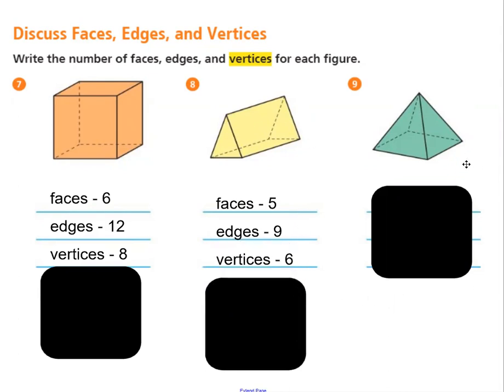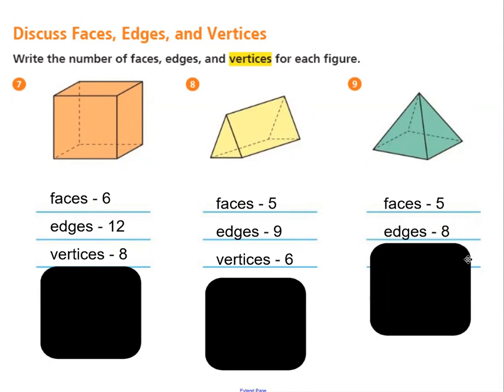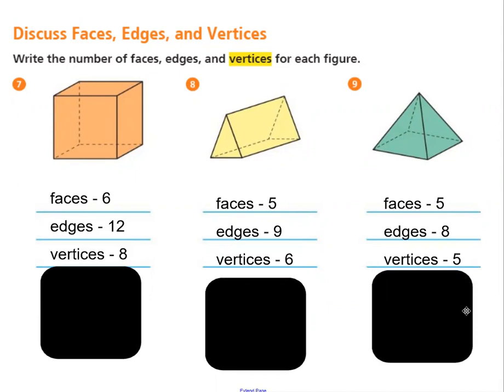Okay, how about this square pyramid? Can you do that? How many faces do you see? We got the bottom, the base, and then 4 that go around the side. That's 5 faces. How many edges do you see? 8 edges. And vertices, just counting the corners. 1, 2, 3, 4, with 1 on the top for 5.